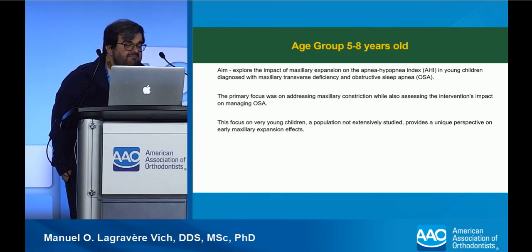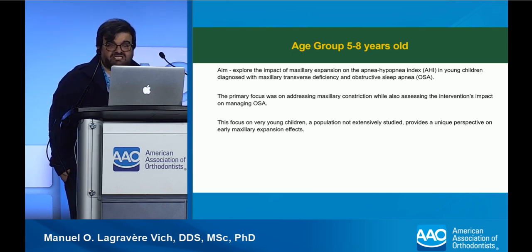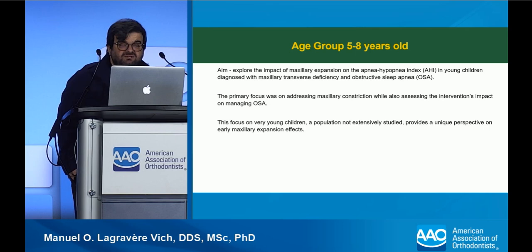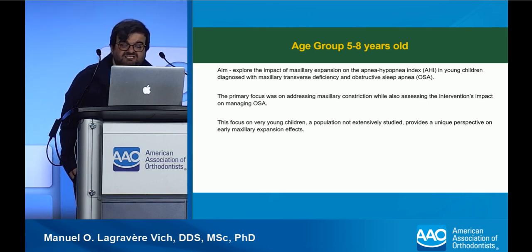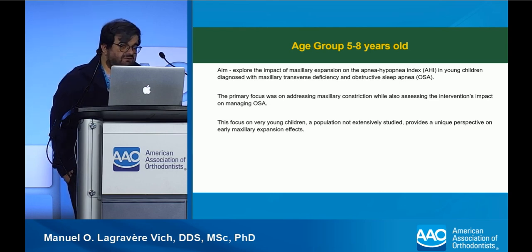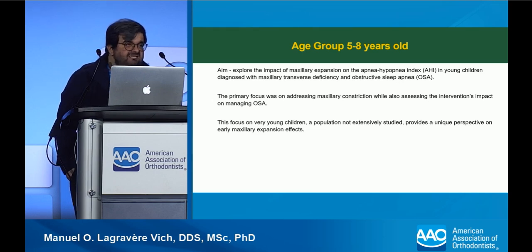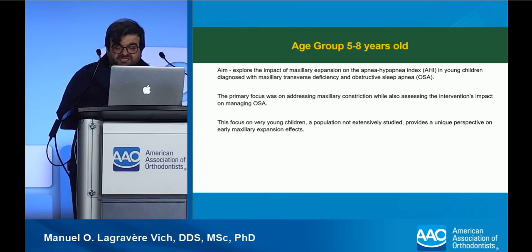So we explored the impact of maxillary expansion on the Apnea-Hypopnea Index, AHI, in young children diagnosed with maxillary transverse deficiency and OSA. The primary focus was addressing the maxillary constriction while also assessing the intervention's impact in managed OSA. These kids have been diagnosed to have OSA. This focus on very young children is not extensively studied, there's almost no research out there for this group, and provides a unique perspective on early expansion effects.